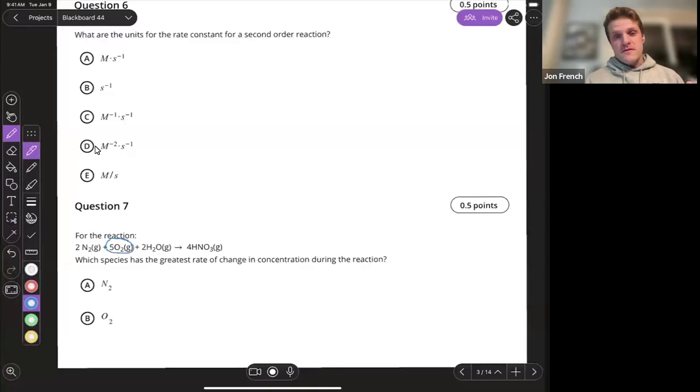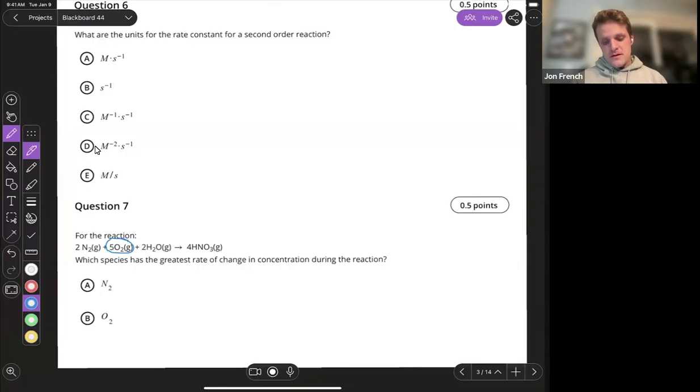Oxygen has the largest coefficient, so it's going to be reacting. The rate relative to oxygen will be the fastest rate in this reaction because I need to put 5 moles of oxygen through this reaction every 1 second. Only 2 moles of nitrogen, 2 moles of water, right? 4 moles of nitric oxide. So largest coefficient would have the highest relative rate.